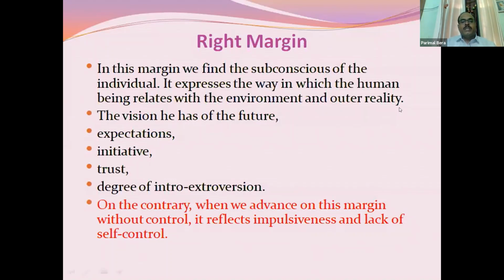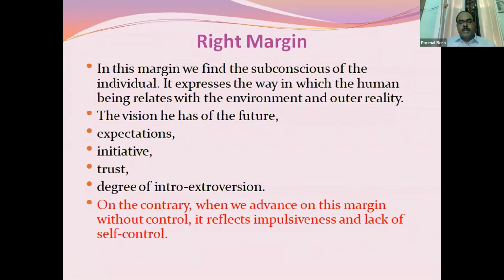So from your right margin, the vision, he has the futuristic or the expectation, initiation, trust, and degree of introversion and extroversion. On the contrary, when the advance on this margin is without control, it reflects impulsiveness and the lack of control. So you may write here, and next line you may write that. So if there is a gap from one line to another line, it may represent that.